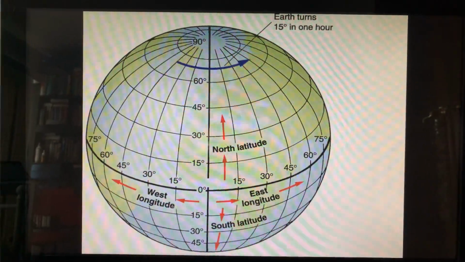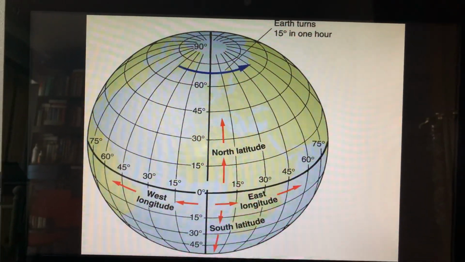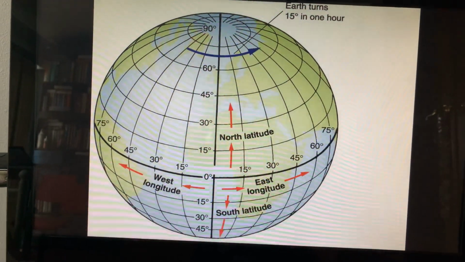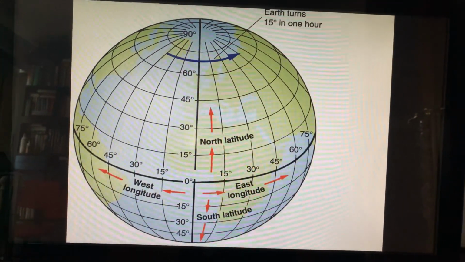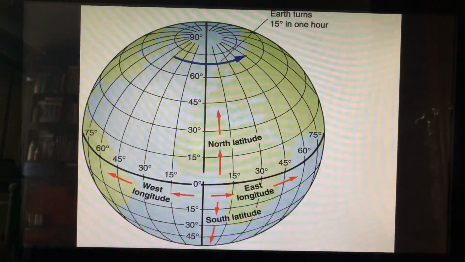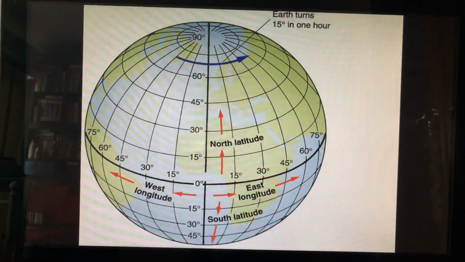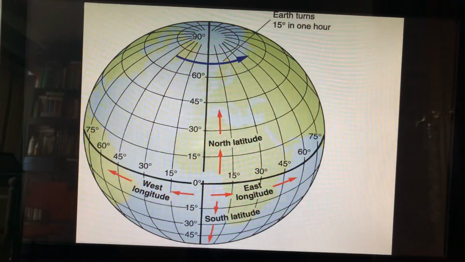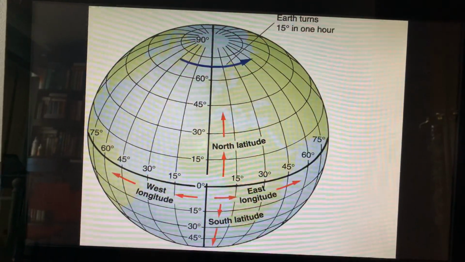We use them to find the absolute location of a place on the map, and you know that to describe the location of a place, we need two coordinates: one horizontal line, which is the latitude, and one vertical line, which is the longitude.